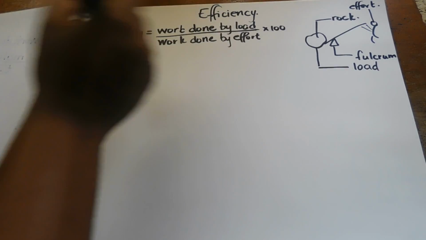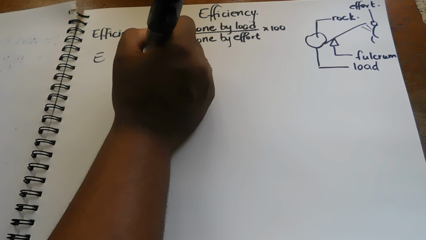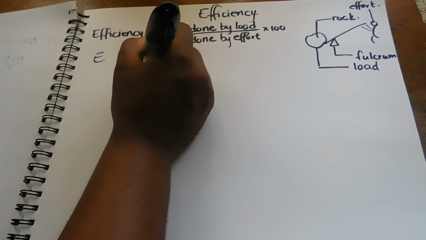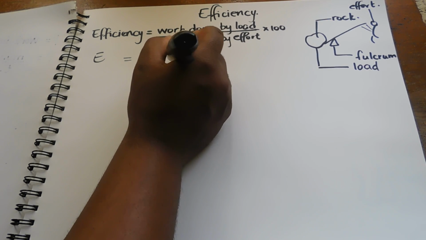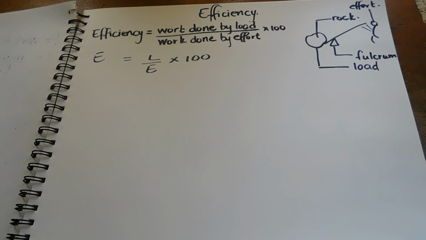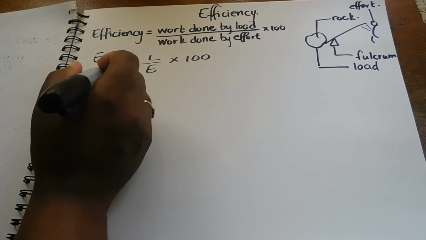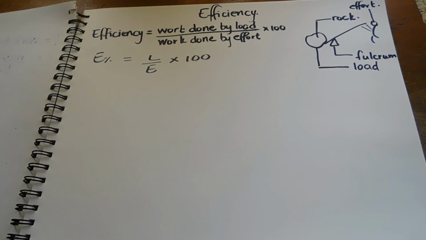Now efficiency, I would just use E for efficiency, is equal to load over effort. The work done by the load divided by the effort times 100 to give you the 100%, because everything out of percent is out of 100. So suppose we wanted to find, we have a problem here. So efficiency 100%. Let's put that. E percent equal to L over E times 100.